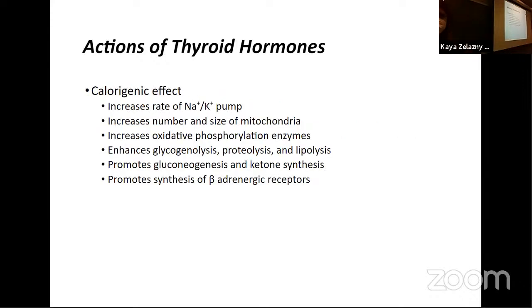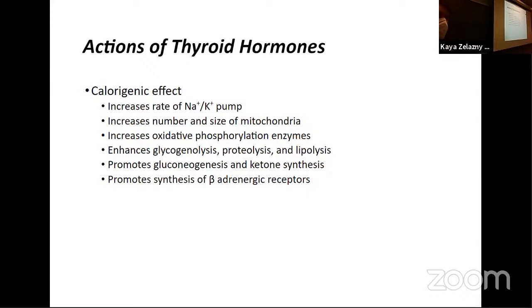Now, aside from that, thyroid hormone generally has a calorogenic effect, which basically means we're going to be producing heat. The only really known environmental trigger for thyroid hormone is temperature. I'm sure there are other ones, but cold temperatures do trigger thyroid hormone release. So what thyroid hormone does ultimately through its effects on the mRNA transcription is it increases the rate at which our sodium potassium pumps work.